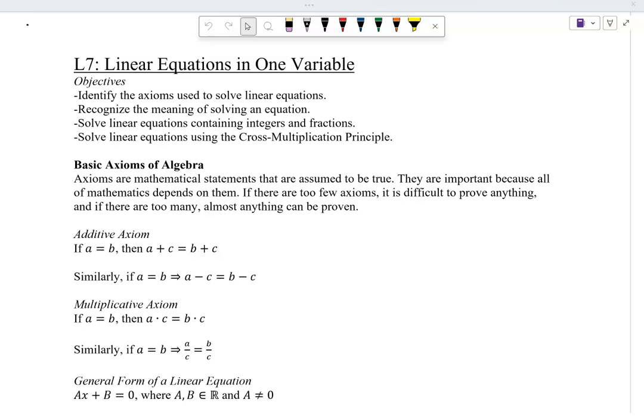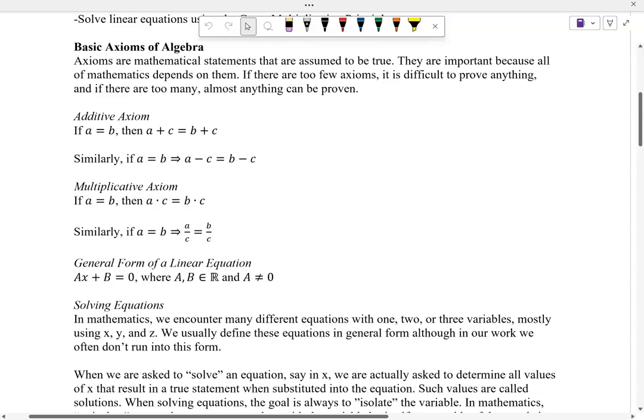We're going to take a look at linear equations in one variable. Today, there's your objectives listed, and we're going to start out with some basic axioms of algebra. Now, axioms in mathematics are statements that we cannot prove. We have to take them on faith, and then we build the whole branch of mathematics from those axioms. So here's a few of them for algebra.